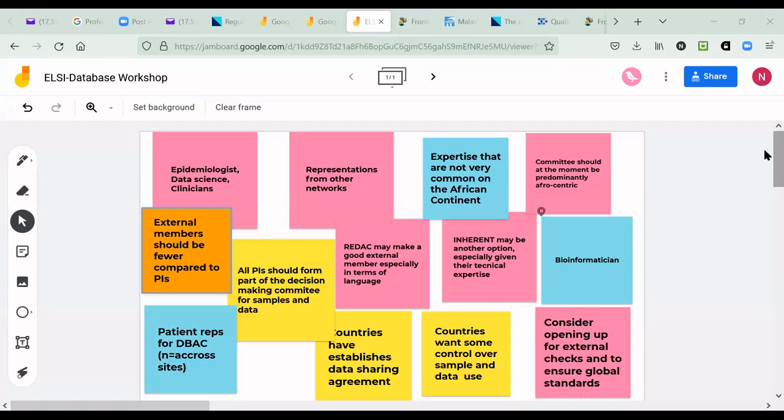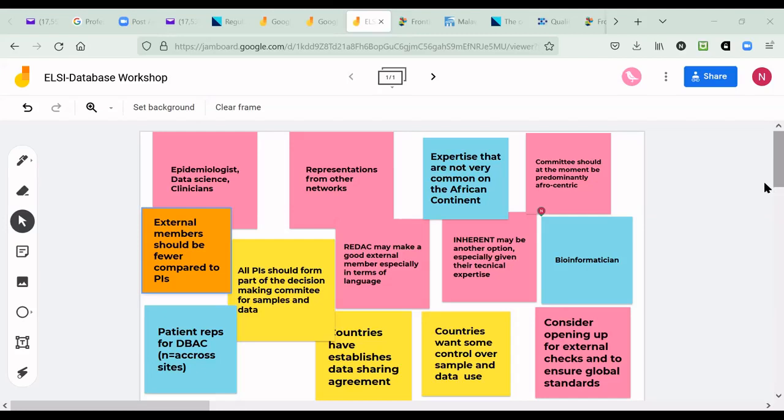And I think the consensus was that all the PIs should form part of the DBAC, or whatever committee we want, that will make decisions on who accesses samples and data from the consortium. We should have external members, but they should be fewer compared to the PIs. And we should consider having external members from sister networks that we already know, such as RADAC, especially as they are knowledgeable around Francophone Africa.